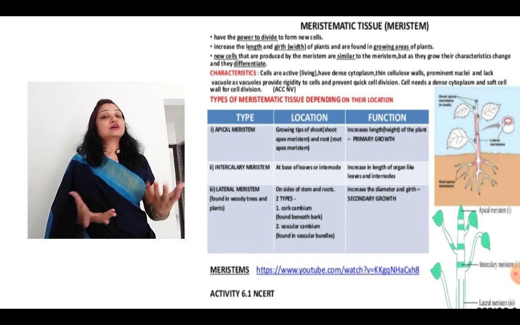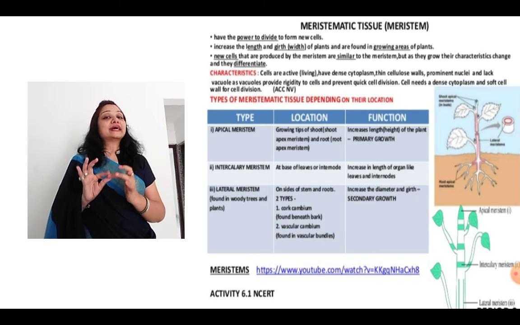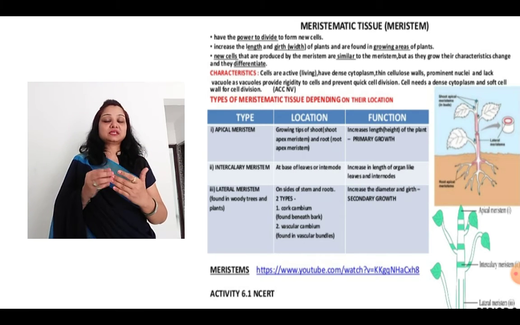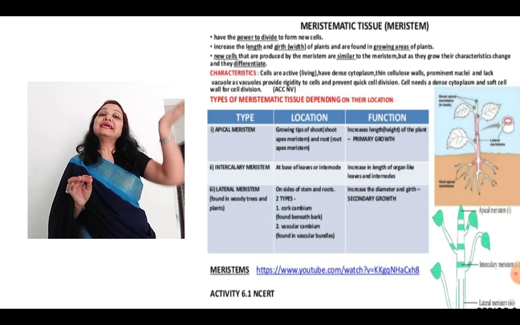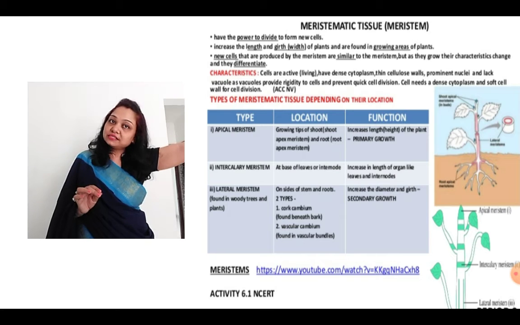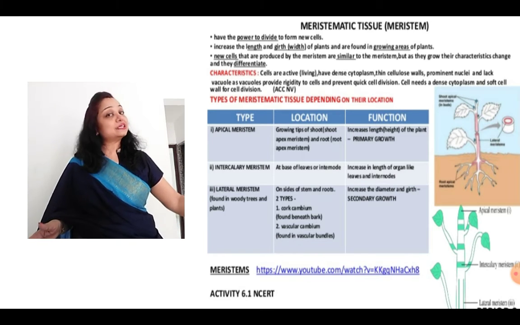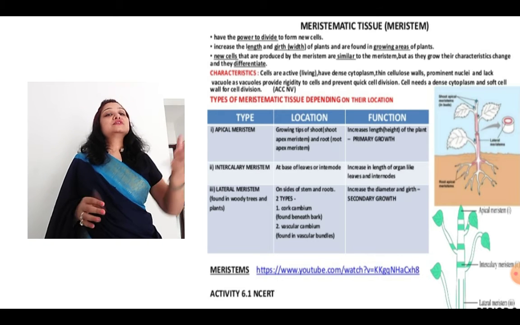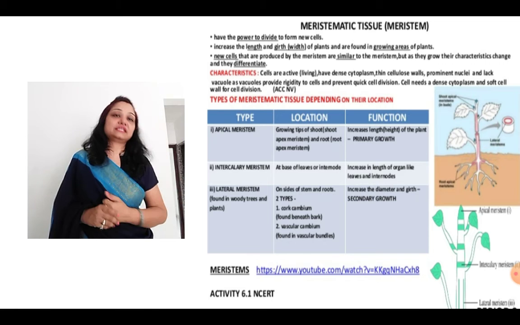length of the plant. Obviously if this is the plant, this is the branch, and at this tip the apical meristem is there, and if the meristem is there, growth will happen, it means the length of the plant is increasing, right? Same way, if the root tips have apical meristem, the length of roots will increase, right? So the main function is the primary growth, the length increases.